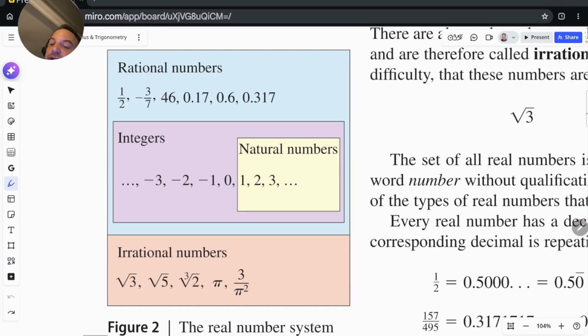Now, irrational numbers are numbers that cannot be written as m divided by n. So decimal form is non-terminating and non-repeating. For example, the square root of 3, the square root of 5, the cube root of 2, pi, 3 divided by pi squared we have over here. This does not include our perfect squares. For example, the square root of 4 is 2.